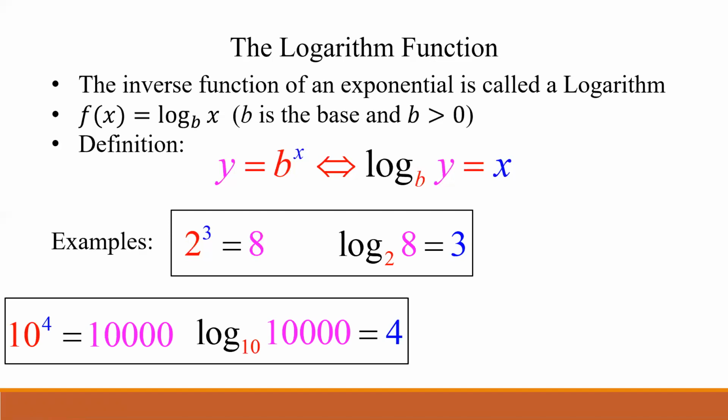And then one more. So 5 to the negative 1 power equals 1/5. We can do that from our exponent rules. I can write that as a logarithm. The base is 5, the argument is 1/5, and the answer is -1.